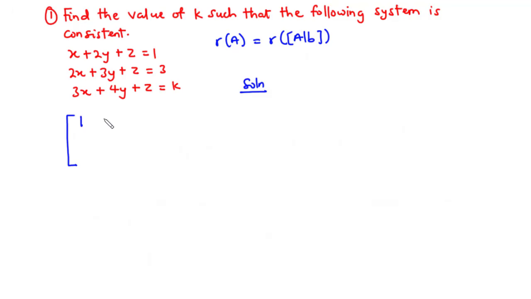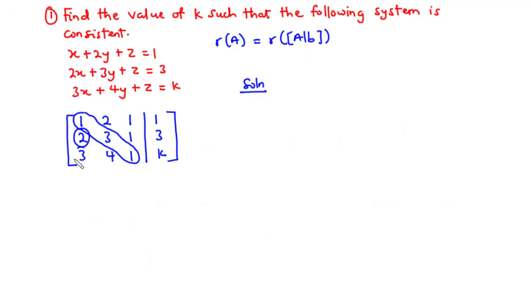So we have 1, 2, 1, 1, 2, 3, 1, 3, 3, 4, 1, k. Now, to transform this matrix to the row echelon form, we are going to perform elementary row operations on this matrix, such that we have the elements in the leading diagonal to be 1 and the elements below the leading diagonal to be 0. So that's exactly what we are going to do.